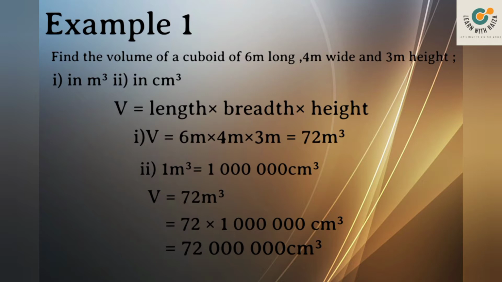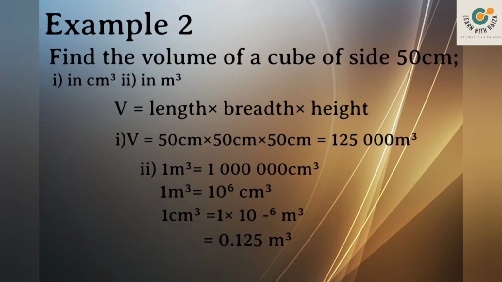Example number 2. Find the volume of a cube of side 50 centimeters in cubic centimeters and in cubic meters. So volume equal length into breadth into height. Cube, you know that all sides are equal. So length, breadth, height all are 50. 50 into 50 into 50, answer comes as 125,000 cubic centimeters. So this is the answer in cubic centimeters.